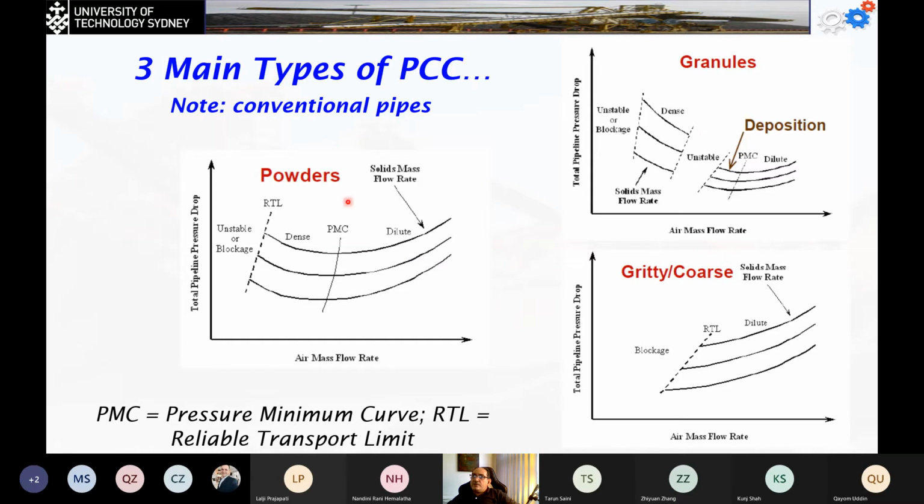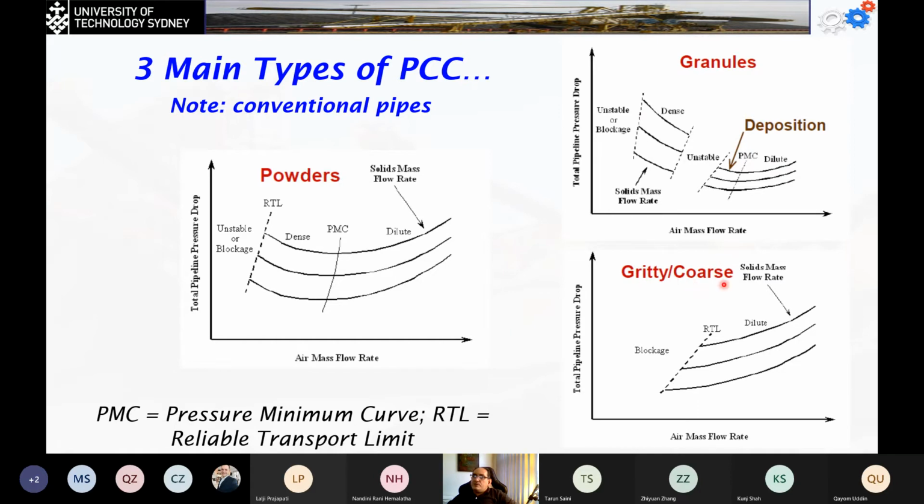Now, that will be the case of the powder. In the case of the granules, anything at low velocity is going to be unstable or blockage. The solid mass flow rate will start to begin at higher velocity. We're going to have the dense smooth phase. We're going to have again a region where the material is not going to be stable, so it's going to be running as a mix between the dense and the dilute. So it's going to be sent in small patches of the material. At higher velocity, we're going to have the deposition, then we're going to have the dilute phase after the PMC line, which is the pressure minimum curve. The RTL, of course, is going to be the reliable transport limit.